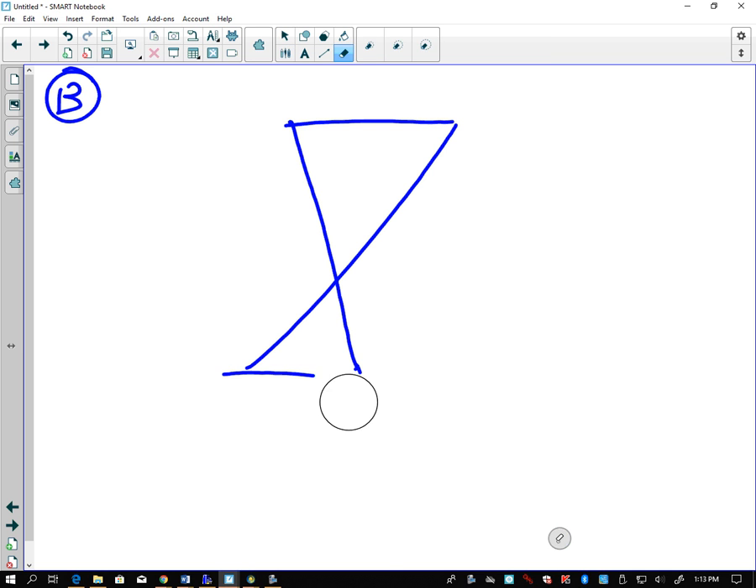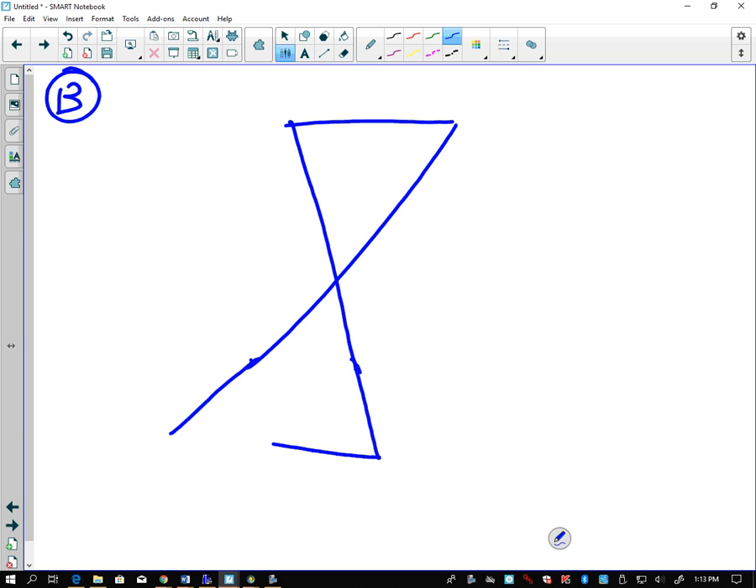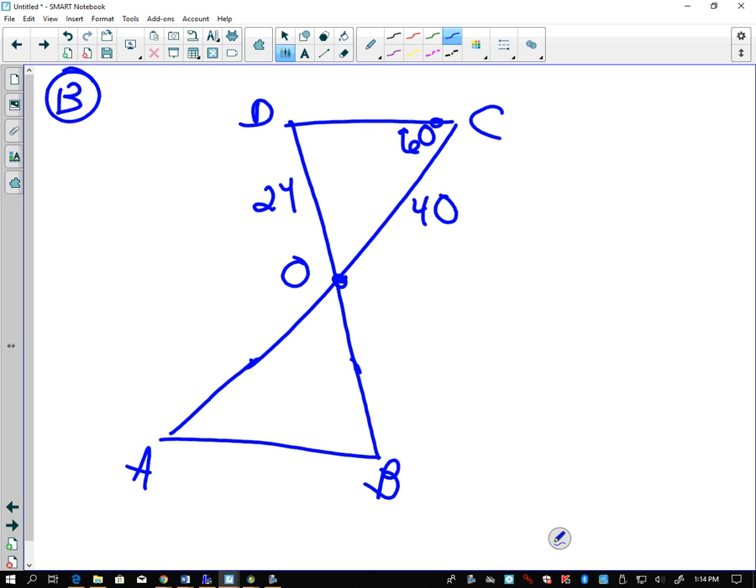We'll take this out a little bit further so that they look pretty similar. Okay, something like that. They're going to show you that we've got, let's say, 60 degrees here. Here's a point O. We'll give labels to the rest of this. We'll call this D, C, A and B at the bottom. We'll give some measurements in here. Let's call this 40 and call this 24.